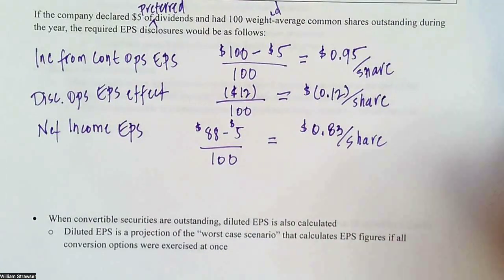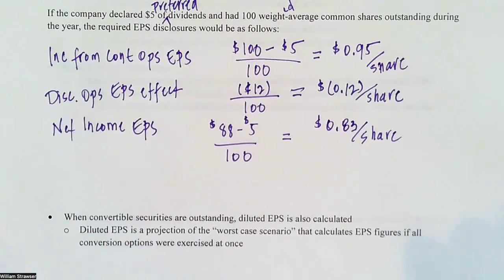Now, if there are convertible securities, and what I mean by convertible securities is maybe we have employee stock options where employees could buy shares of the company stock at any given time. Maybe we're talking about bonds that can be converted into common stock. Maybe we're talking about warrants or call options and things like that.